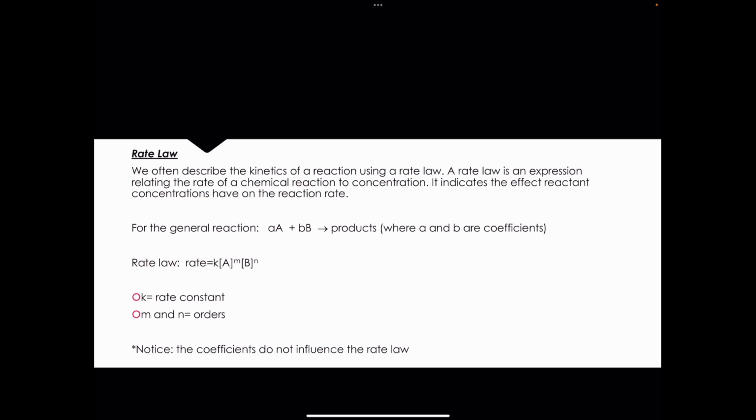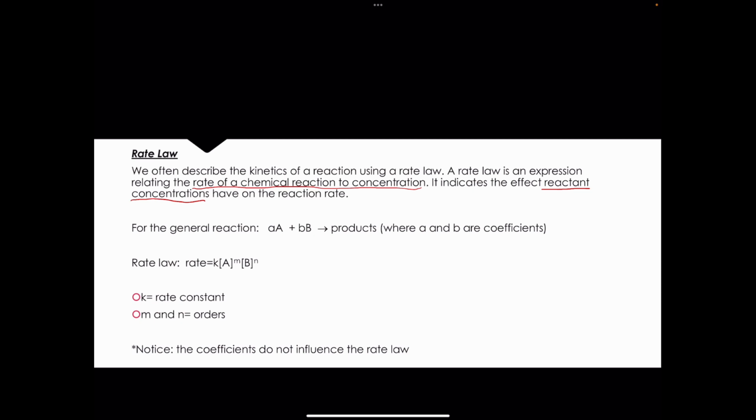So we often describe the kinetics of a reaction using a rate law. A rate law is an expression relating the rate of a chemical reaction to concentration. It indicates the effect that the reactant concentration has on the reaction rate. So if we look at a general reaction, we've got reactant A reacting with reactant B, producing some products. It doesn't really matter what those products are because the rate law depends on the reactants.